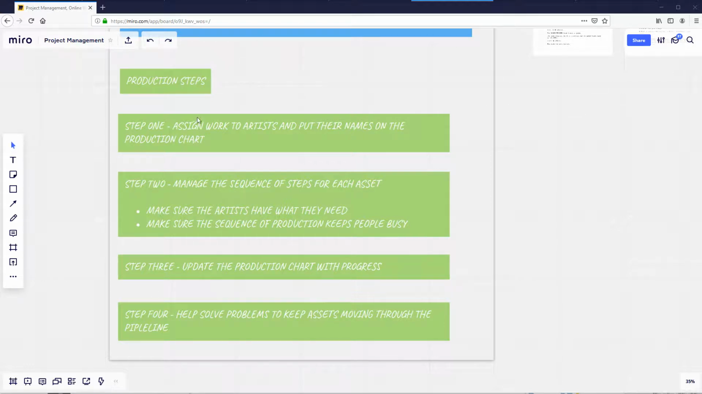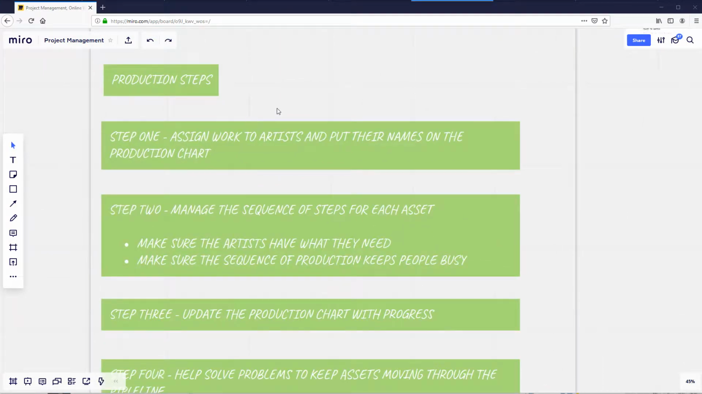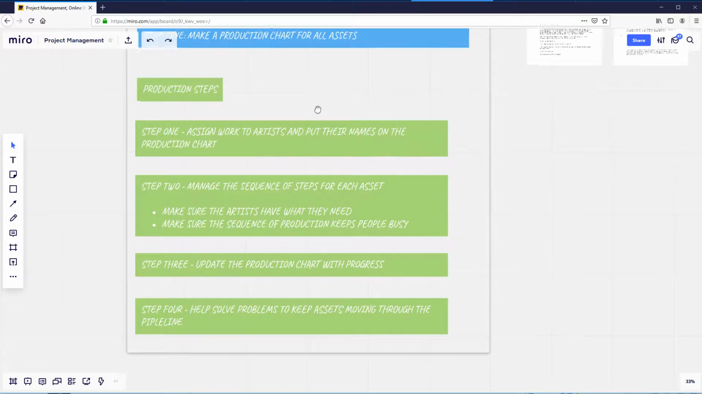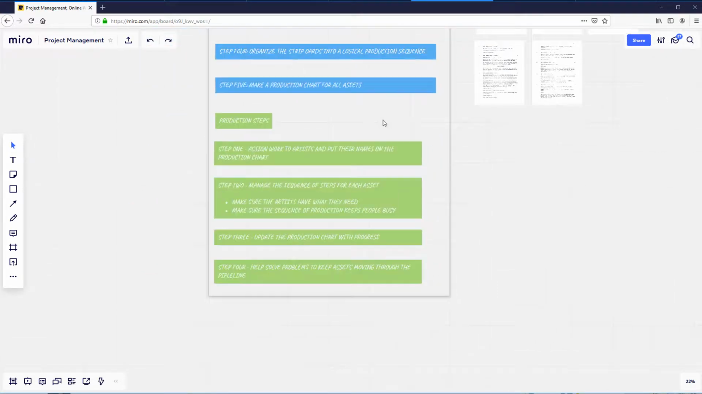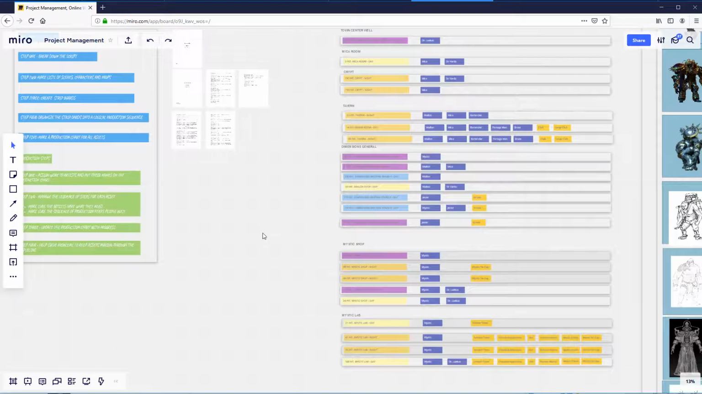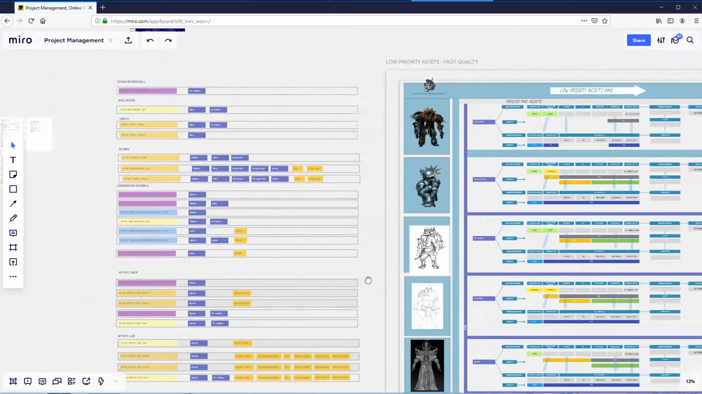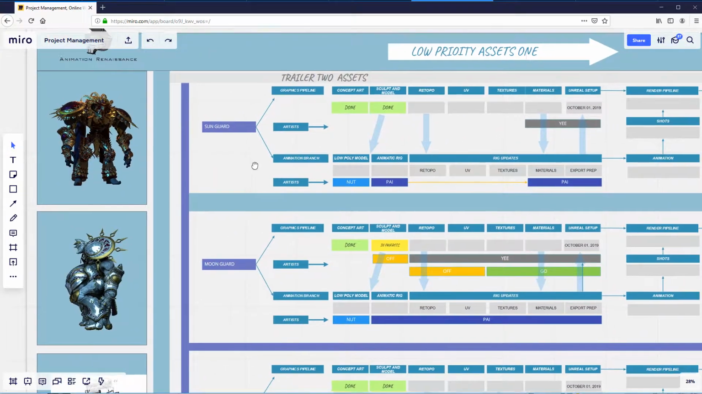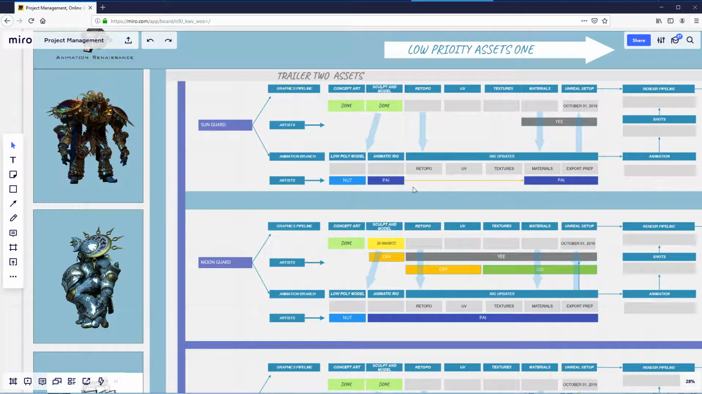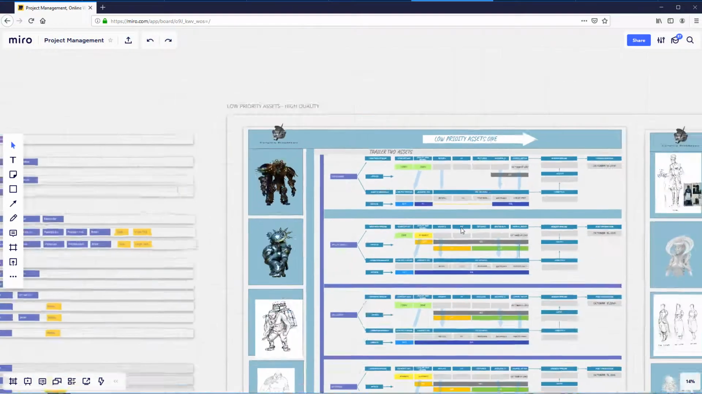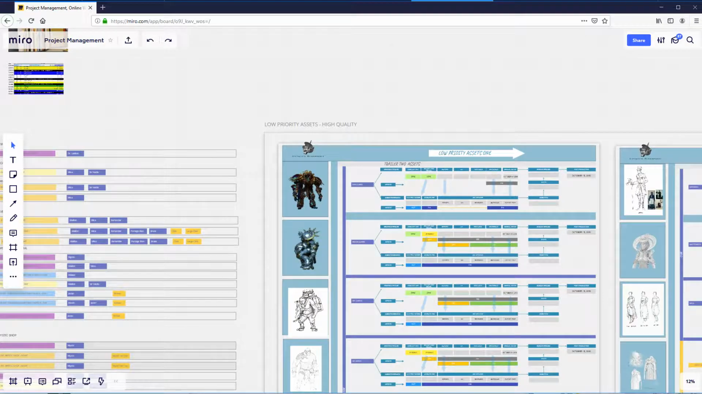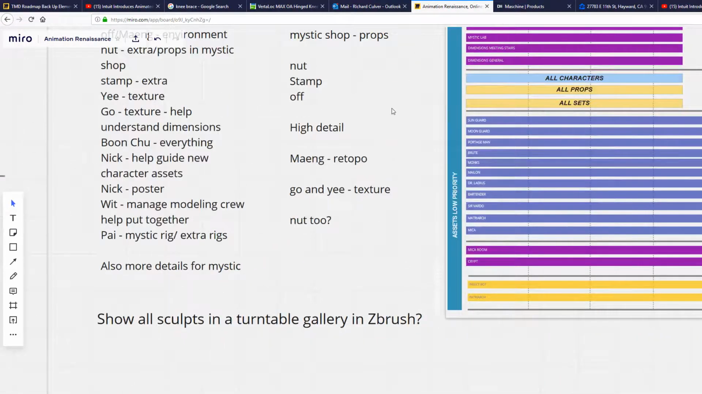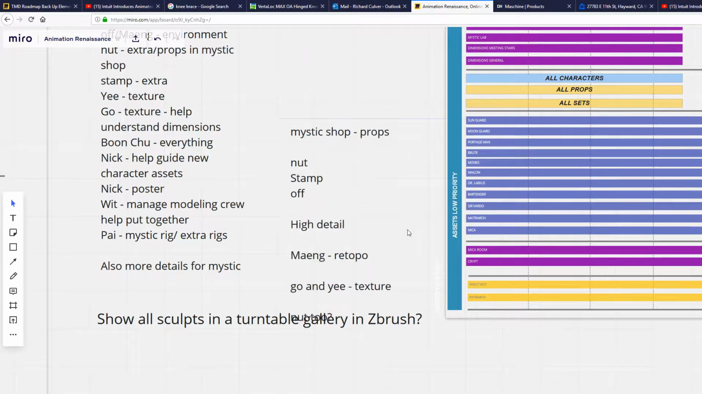So the production steps are: step one, assign work to artists and put their names on the production chart. And I did talk about that up here for making the production chart, right? Adding their names in there. So I kind of already talked about that. But basically, that's the first step: we get it organized. Now let's put a schedule to everything, and we can even do things like this.